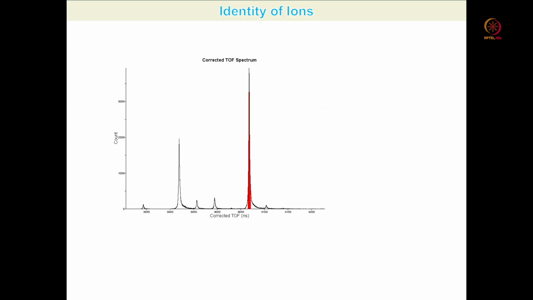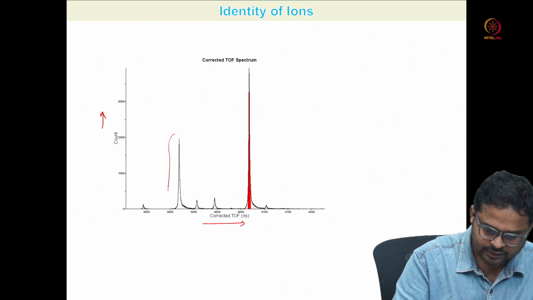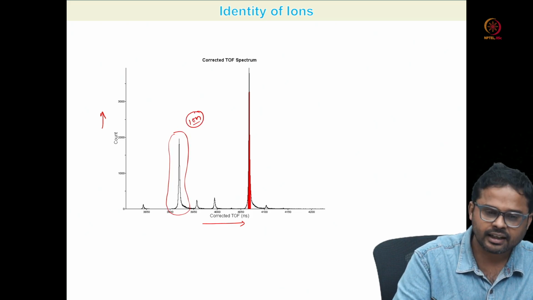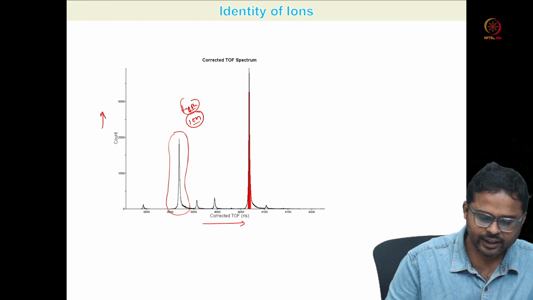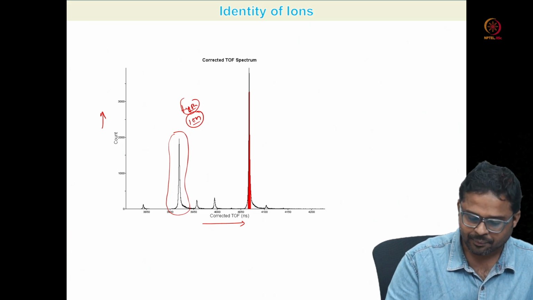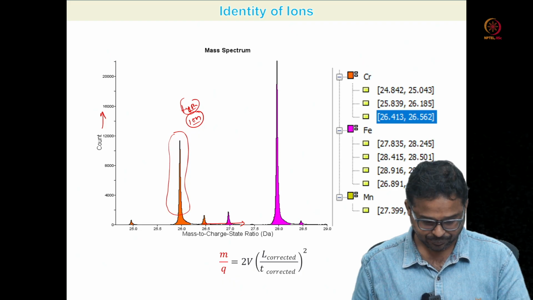So this is a typical mass spectrum. These are the counts, and this is the corrected time of flight in nanoseconds, correct? So these are the identities. You can see that in this corrected time of flight, each peak corresponds to a single type of ion. Okay? And we can range this, we can index it based on the time of flight, which can be converted to the mass to charge ratio, okay?